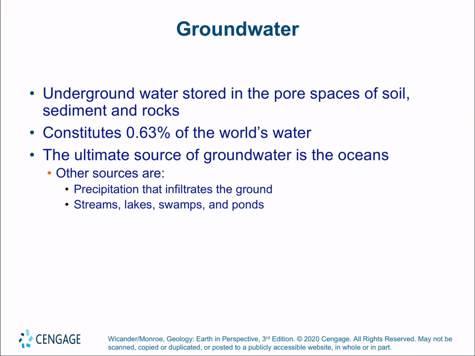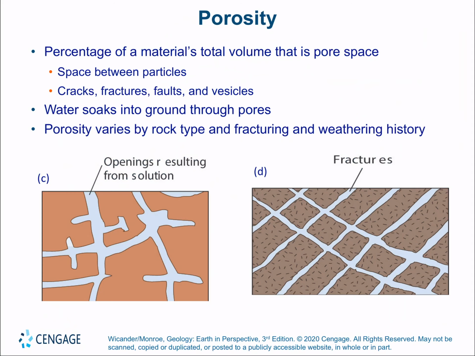So what do we actually mean by groundwater? Well, groundwater is that water that's underground. It is stored in the pore spaces of soil, sediment, and rock. It only constitutes about 0.63% of the world's water, so not a great amount. The ultimate source of groundwater is in the oceans. Other sources would be any water precipitation that infiltrates the ground. Streams, lakes, ponds, swamps are all sources of groundwater.